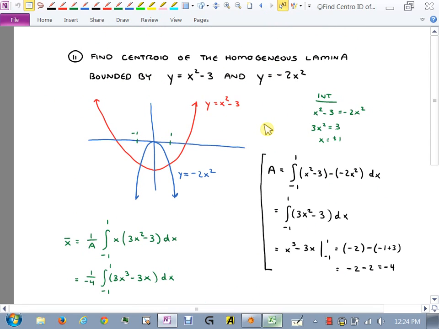Find the centroid of the homogeneous lamina bounded by these two. Okay, we haven't talked about that. So that was it.